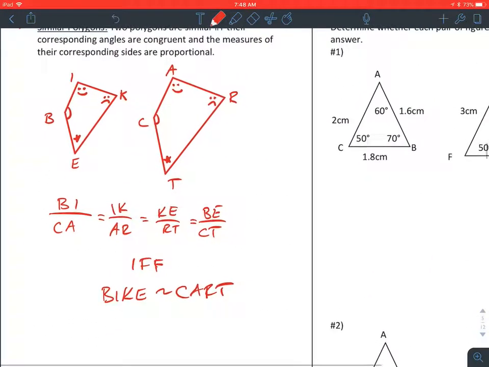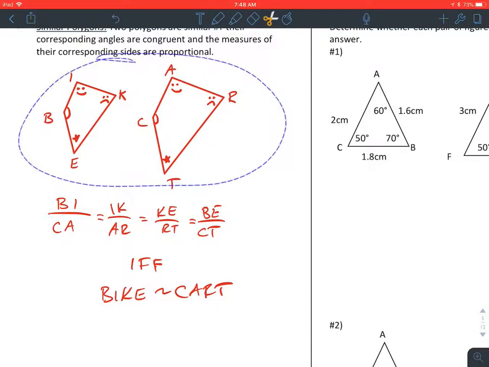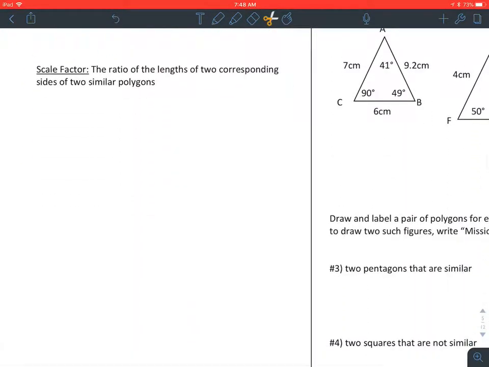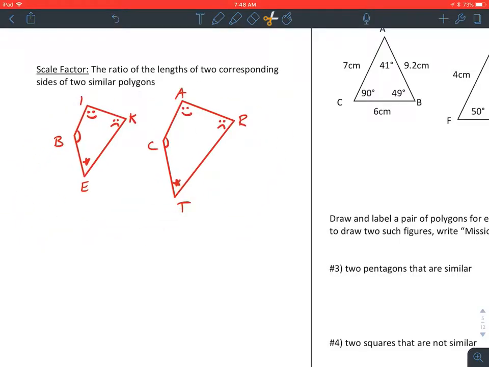Scale factor. Let me just take these two pictures. The scale factor is the ratio of lengths of two corresponding sides of similar polygons. So let's say in these polygons, this was a 2 and this was a 3. And you were asked for the scale factor of polygon BIKE to polygon CART.